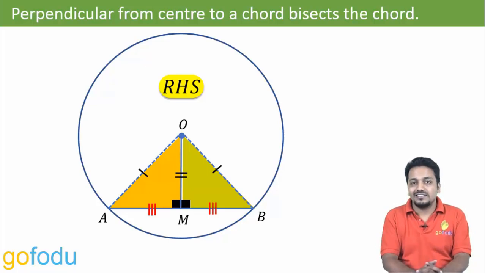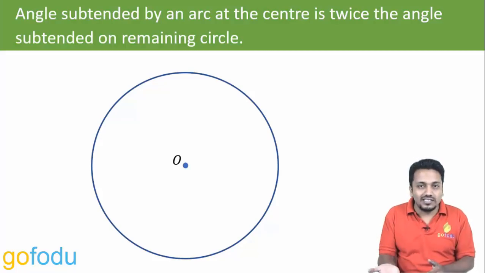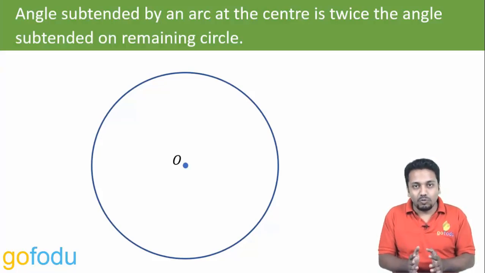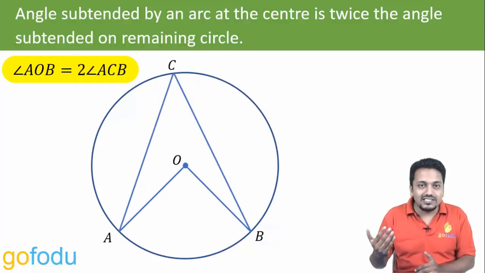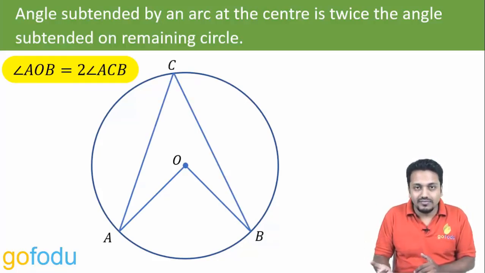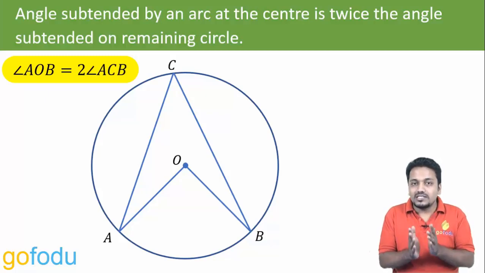Next, the angle subtended at the center is twice the angle subtended at the circle. So we have to prove angle AOB is twice angle ACB. Okay. So AOB is the angle at the center, ACB is the angle at the circle. Join CO.